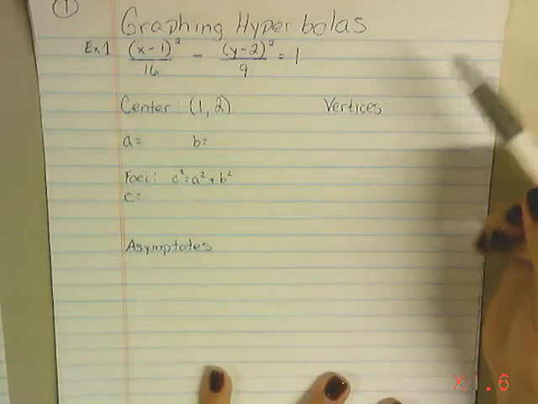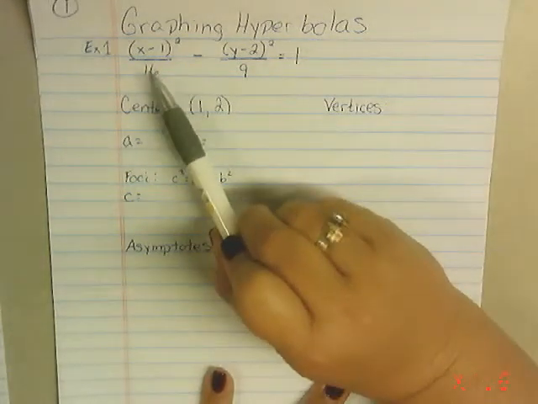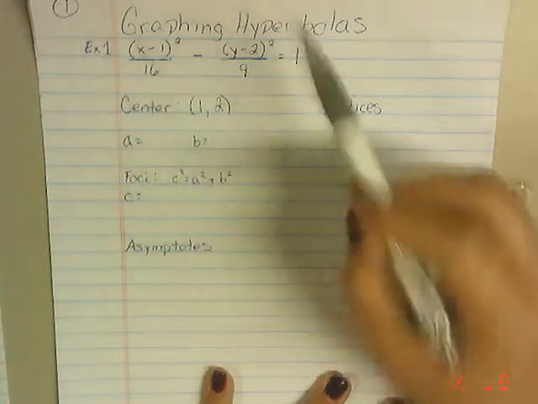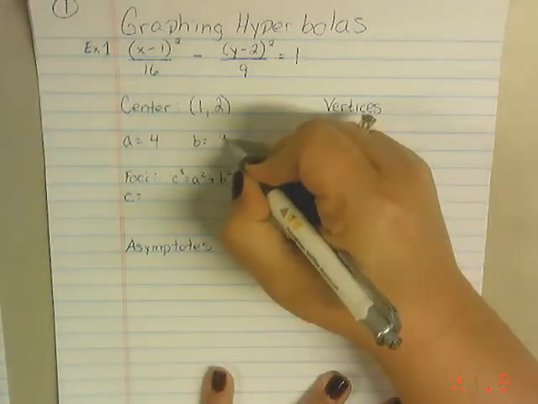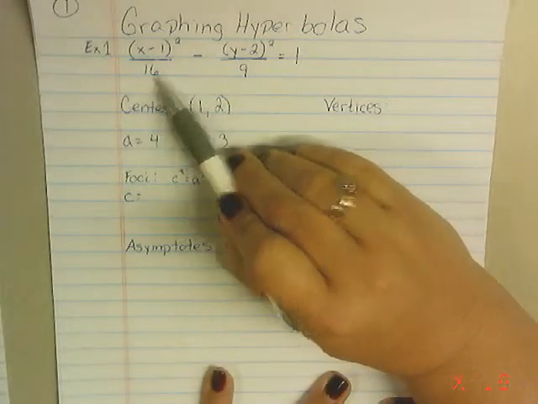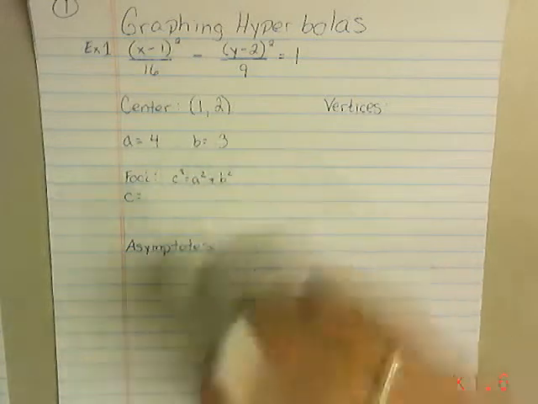Then we find our a and b, again just like we did with ellipses, except remember the first one is always your a with hyperbolas. So our a is 4, our b is 3. Because remember this is a squared and b squared, so we just have to take the square root of those to find our a and b.